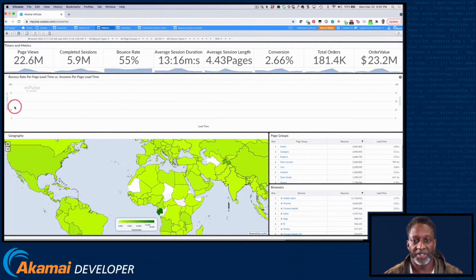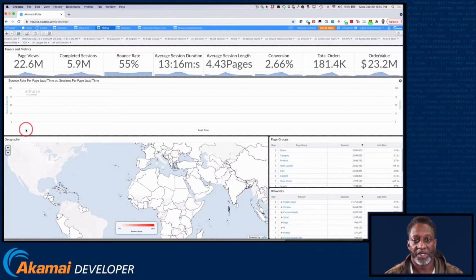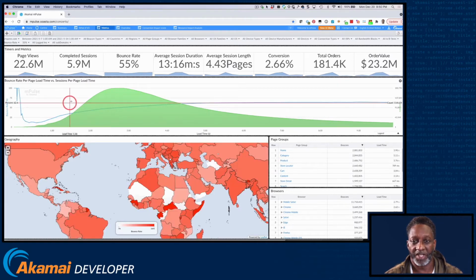In this example, the x-axis is the page load time and the green line is the bounce rate. The average bounce rate over this 7-day period is 55%. Here we can see that bounce rate is at its lowest, at 35%, when the page loads in about 1.5 seconds, and gets much higher after a page load time of 2 seconds.